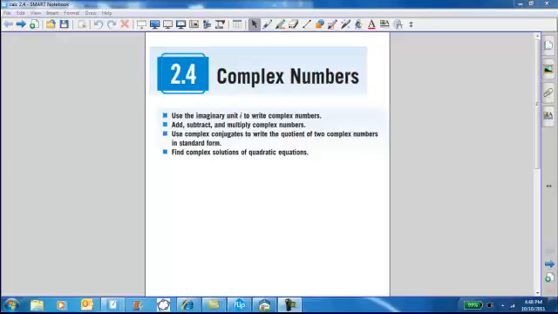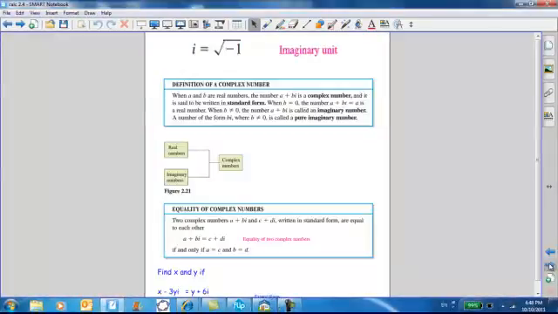Hello, calculus students. Here we are with a review of complex numbers. Remember i is the square root of negative 1. That means i squared is negative 1. i squared equals negative 1.